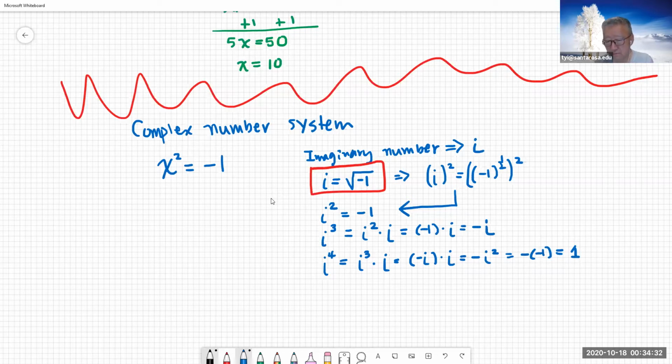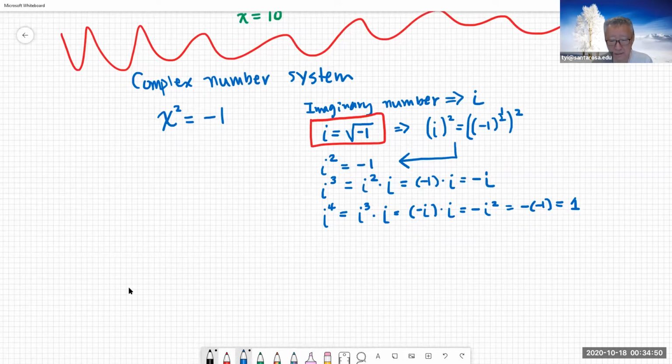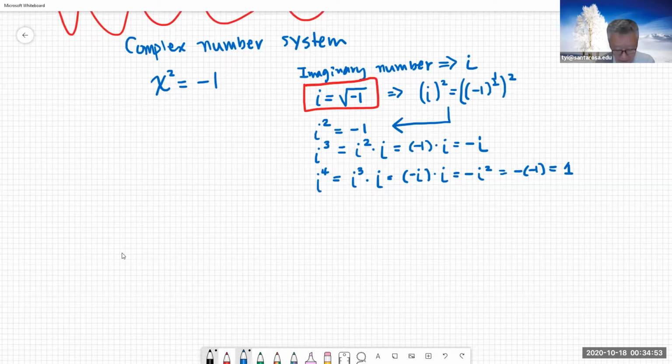So this kind of cycles. If I go to i to the 5th, then you're going to end up with i again. So it's like a set of 4. It kind of rotates. In other words, they cycle. So that's what the imaginary number is. It's just the square root of -1. Whenever you have the square root of negative numbers, you have to rewrite it in terms of the imaginary number. If you don't, you're going to be in big trouble.